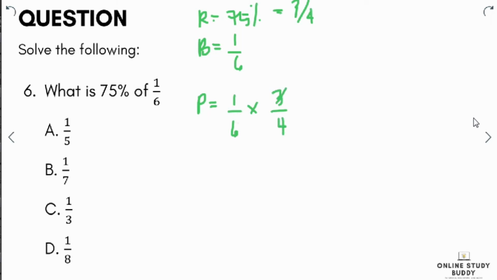Then, we can cancel 3 and 6. Then, magiging 1 and 2 na lang siya. And then, let's proceed with multiplying it. So, 1 times 1 is equal to 1 over 2 times 4, 8. So, final answer natin is D, 1/8.